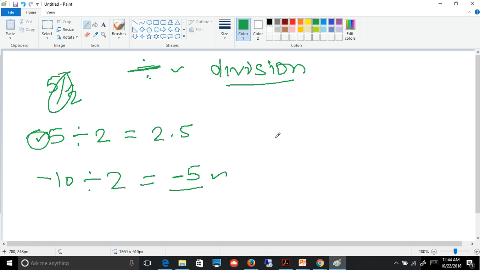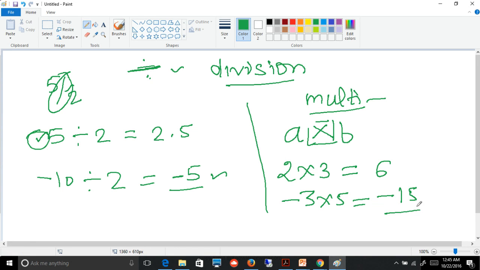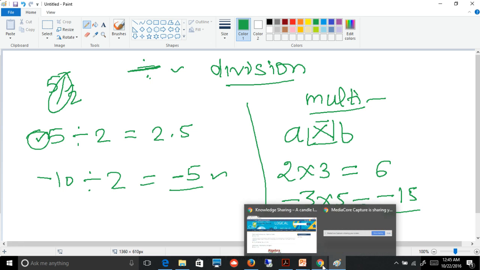Okay, now I will move to multiplication. Suppose we have two numbers a and b, so the symbol is x. Like 2 into 3, we can say 6. Like minus 3 into 5, it will be minus. Okay, so it is all about numbers, integers, and some basic addition, subtraction, multiplication.